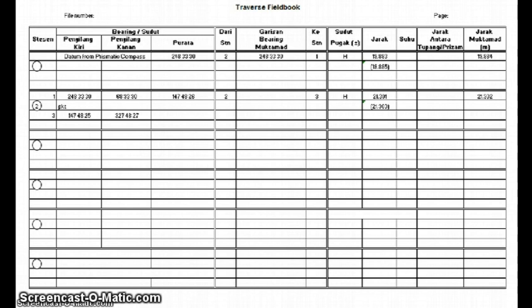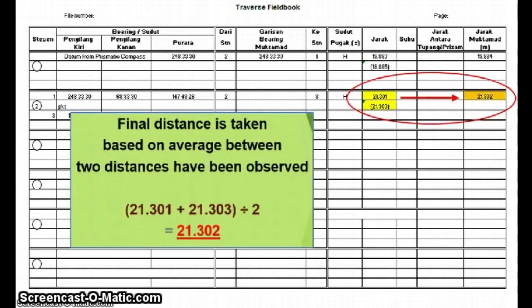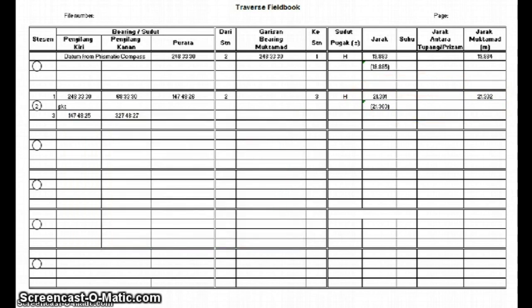The distance from the left circle and right circle will be used as a final distance. So, how can we calculate the final distance? Final distance is taken based on the average between two distances that have been observed from the left circle and right circle. Okay guys, the next step is, after we get the final distance, we take the average bearing from the observation line as a reference for the next observation.